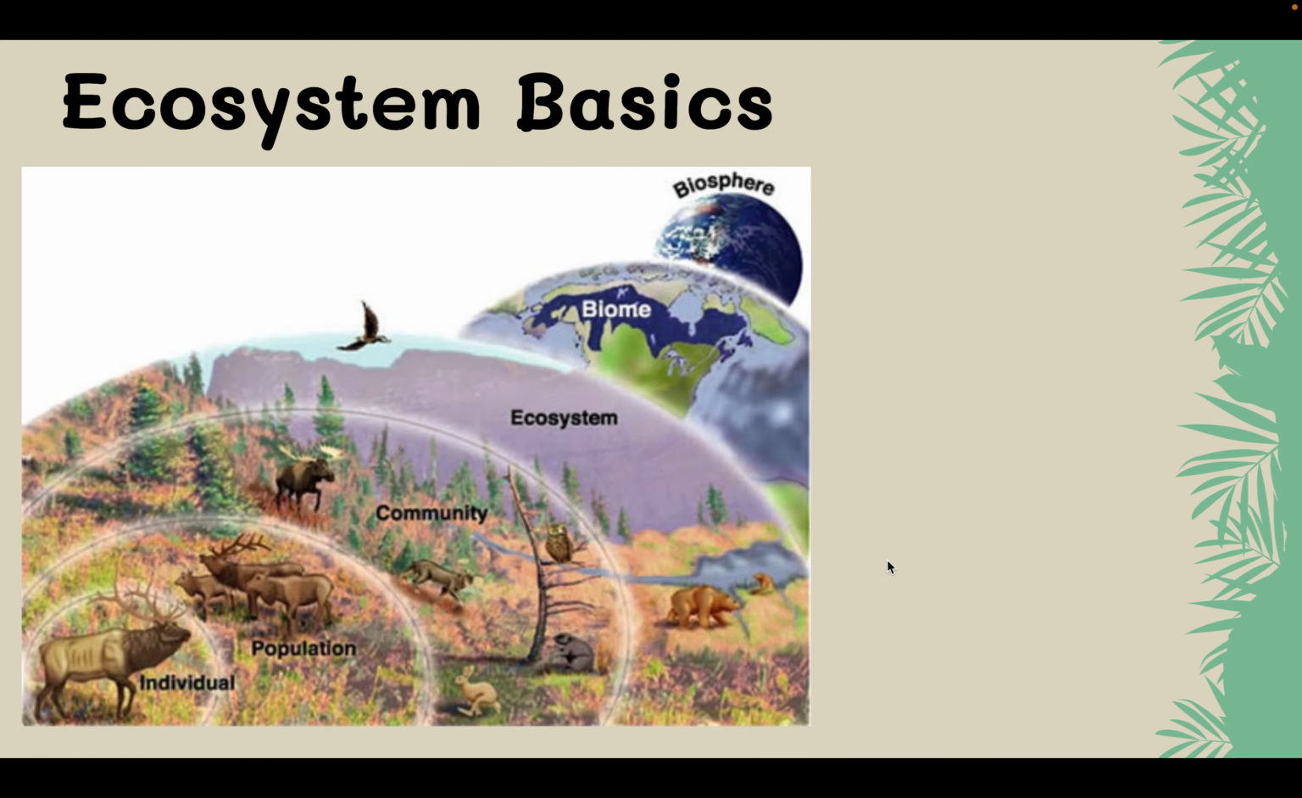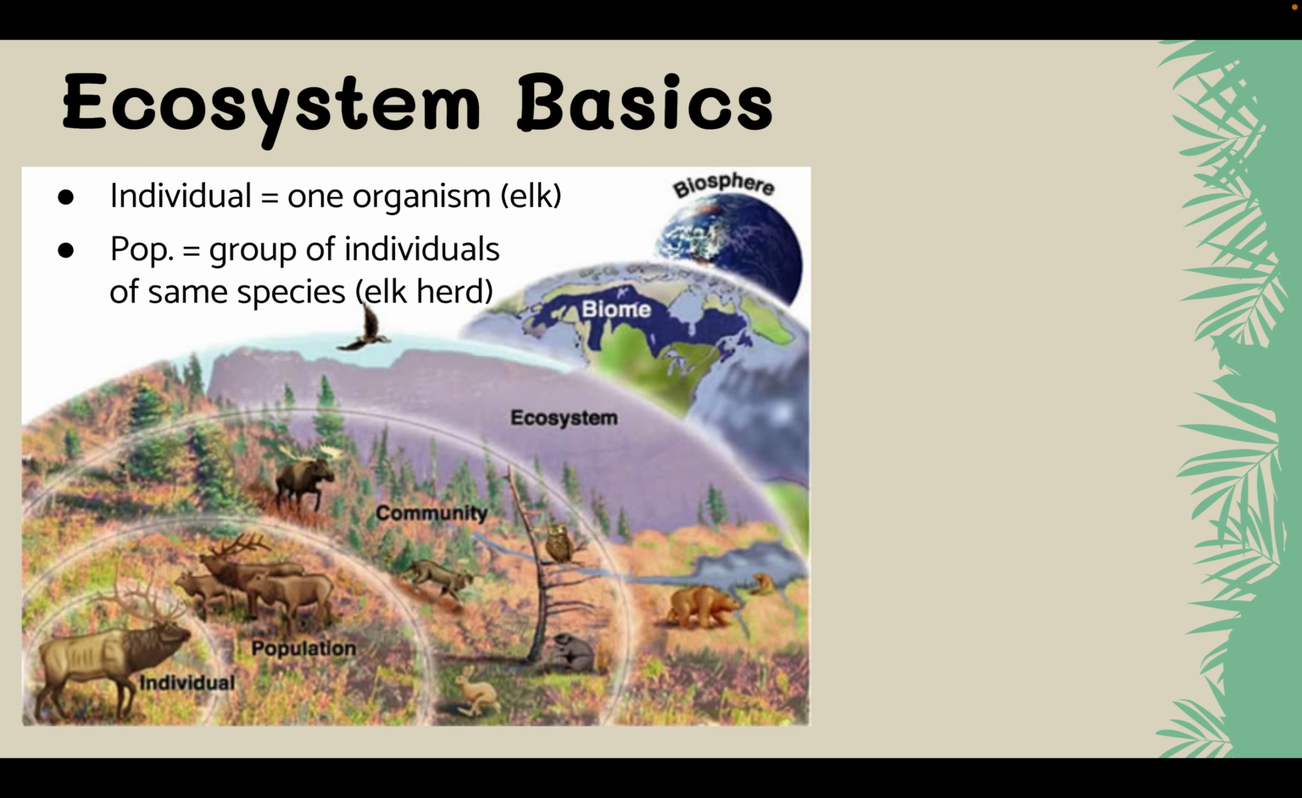All right, so we do have some ecosystem basics. We move from a smaller organism, the individual, all the way up to the biosphere. So let's talk about those vocab words. When we're talking about an individual, we're talking about one organism. In this picture, we're talking about the elk. An individual is one organism, whereas a population is a group of individuals of the same species. You can see here, this is an elk herd, but they're all the same species.